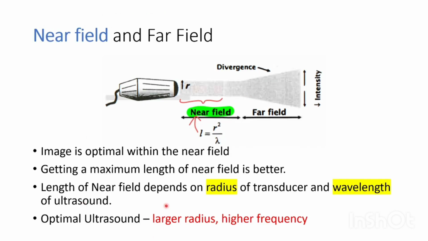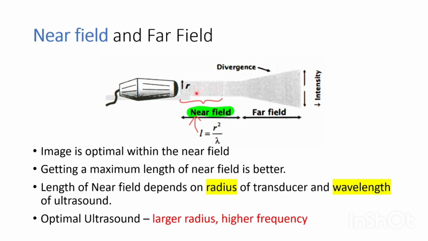So coming to the concept of near field and far field. When we keep a probe on the patient's chest wall, there is a near field, after which the ultrasound beams will diverge. From the point of divergence, that is the far field, and where it is straight is the near field. So image is very optimal when we scan in the near field. The ideal is to get maximum length of this near field. That is better. Smaller length is not that good.